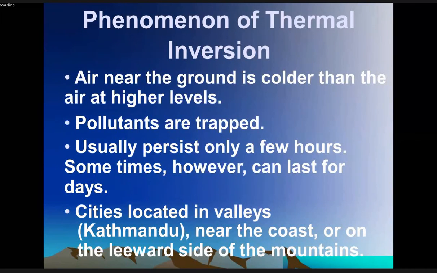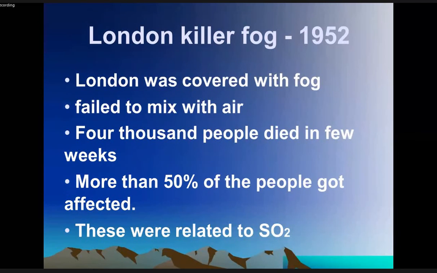The cities which are present in the valleys, or near the coast, or on the leeward sides of the mountains, are exposed to these phenomena of thermal inversion. The leeward side of the mountains means those sides where the air is coming from the mountain side towards the population or the city. There was an event in 1952 which is called the London Killer Fog.